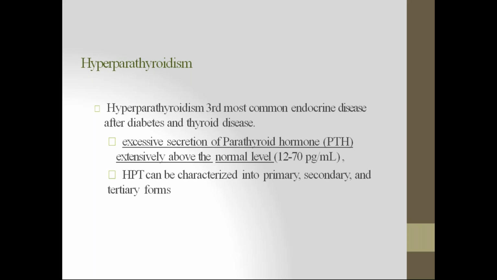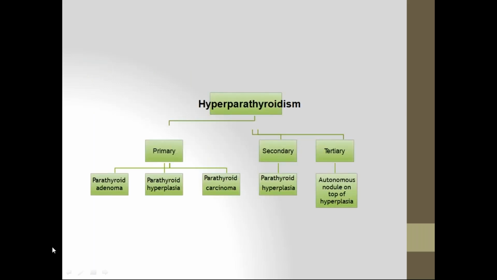Hyperparathyroidism can be categorized into primary, secondary, and tertiary. Primary means the pathology pertains to the parathyroid gland only. The most common pathology is parathyroid adenoma, parathyroid hyperplasia is the next, and parathyroid carcinoma is the rare one. So the most common cause of primary hyperparathyroidism is parathyroid adenoma.